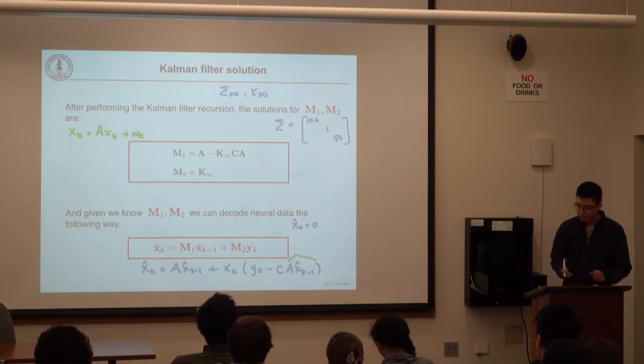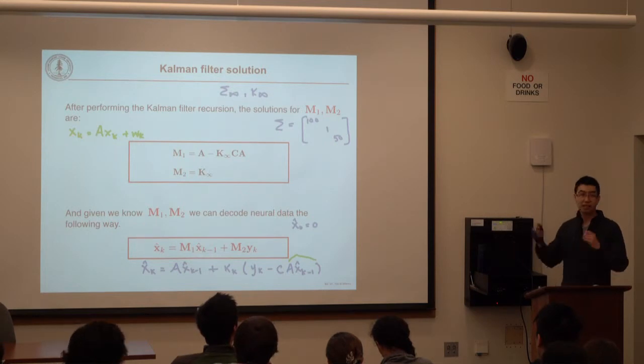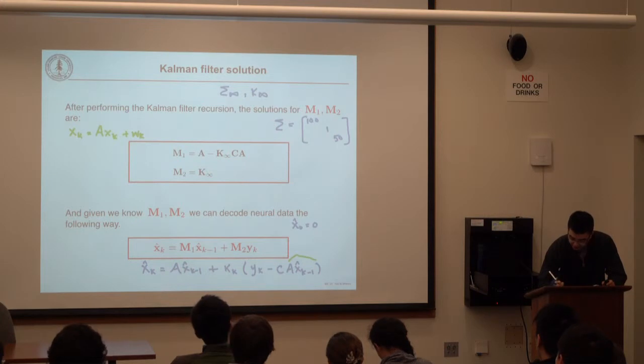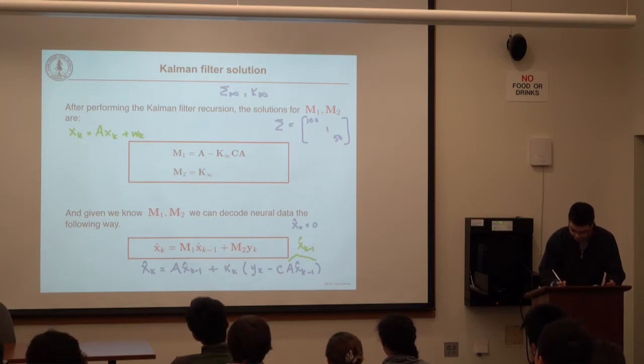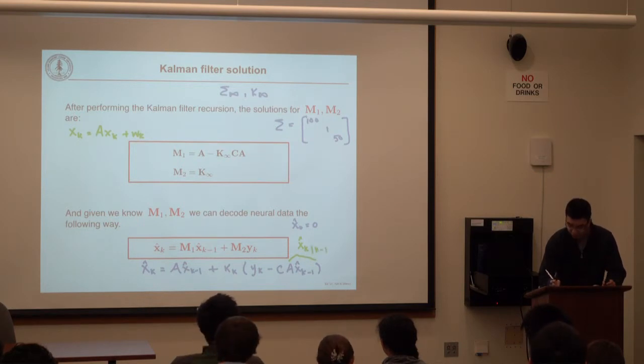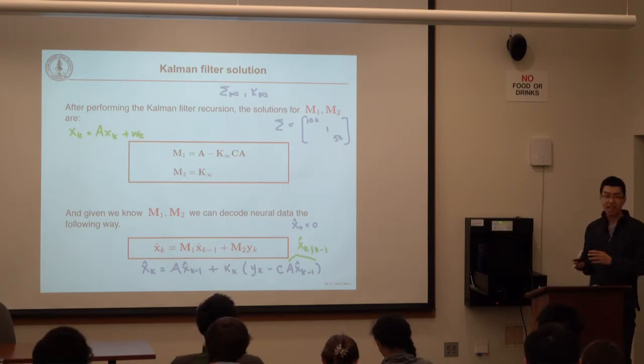is our estimate of the next decoded state absent of neural data. And so this is akin to x hat of k, but before we've seen any neural data. And so this given yk minus 1 is saying that we've only seen up to time yk minus 1.